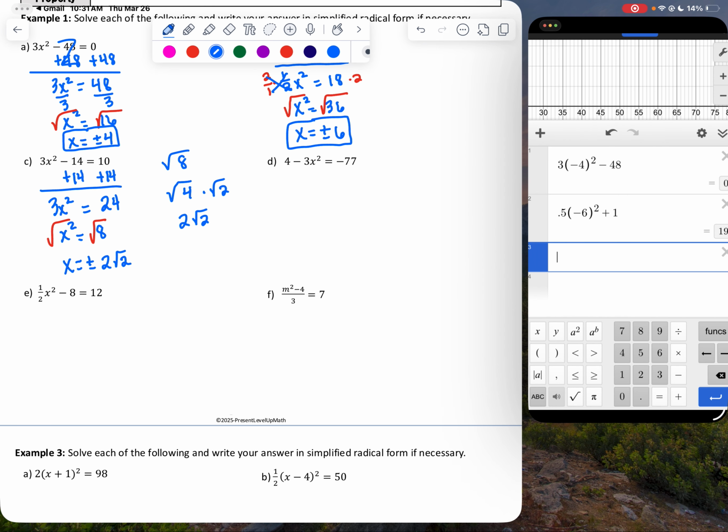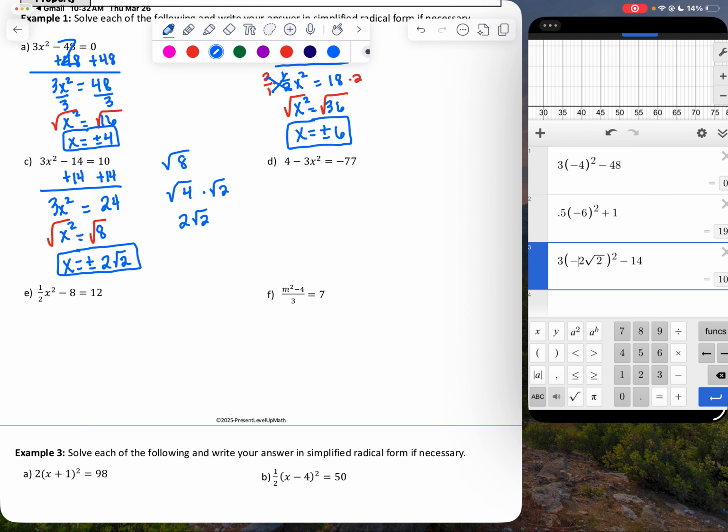So I'll show you how you check it. You're going to type 3, parenthesis, 2 square root 2, and then you want a side arrow and put a parenthesis, and then squared, minus 14, and sure enough, it does equal 10. So the positive 2 square root of 2 is a solution. Now I'm going to change it to negative 2 square root of 2, and it also equals 10. So this answer checks out.